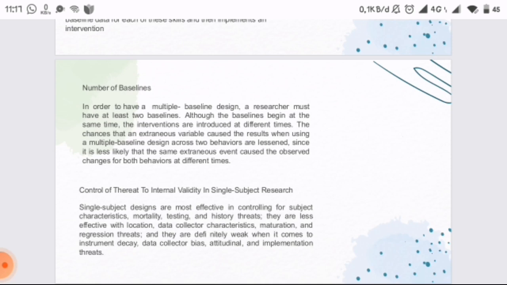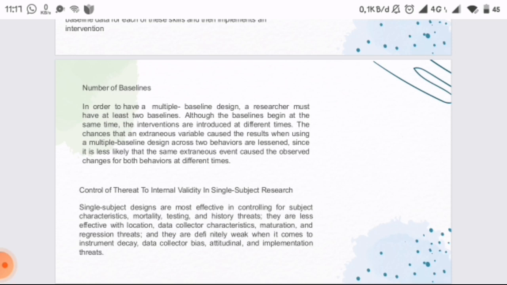Next, number of baselines. In order to have a multiple baseline design, a researcher must have at least two baselines, although the baselines begin at the same time. The interventions are introduced at different times. The chance that an extraneous variable causes the result when using a multiple baseline design across two behaviors is lessened, since it's less likely that the same extraneous event causes the observed change for both behaviors at the different times.